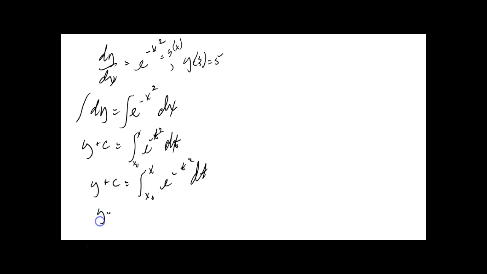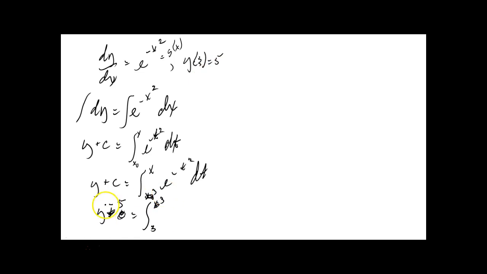So this will be y plus c is equal to the integral of 3 to x. No, I'm sorry, this x sub 0 was 3. So if you're evaluating at 3, it'll be 3 to 3, which is 0, okay? So that makes this c over here 5. So y minus 5, because this is 0, and that would have to be 0.